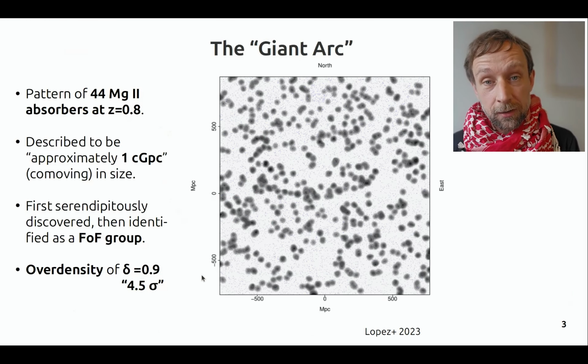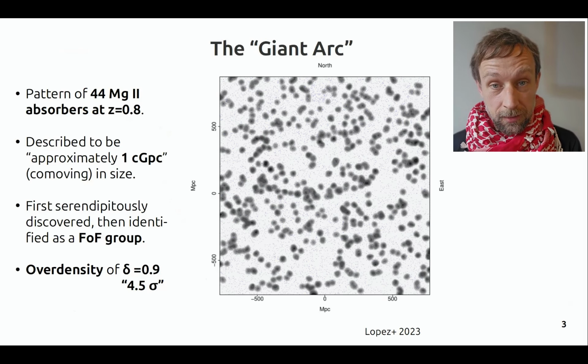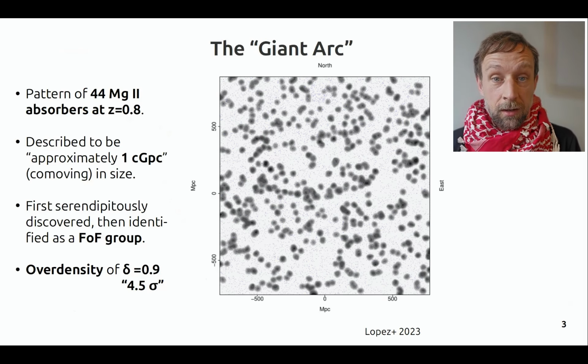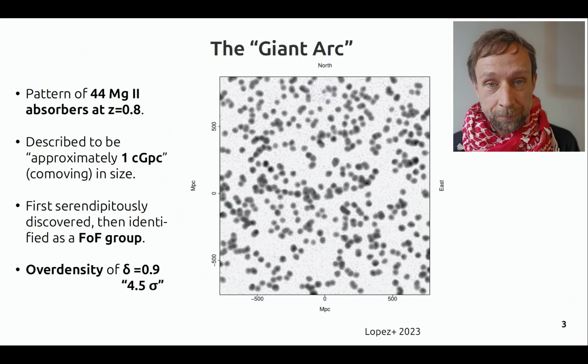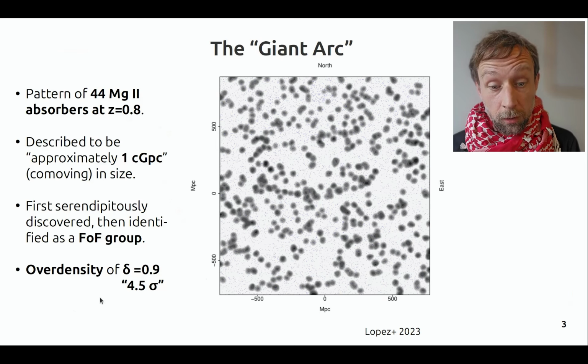Now the giant arc is claimed to be even bigger. It is claimed to extend to about a co-moving gigaparsec, and that the discovery appears to be in tension with the large-scale homogeneity that underpins the ΛCDM model. It's also claimed to be quite overdense, and that also would be an extreme outlier in the ΛCDM universe.